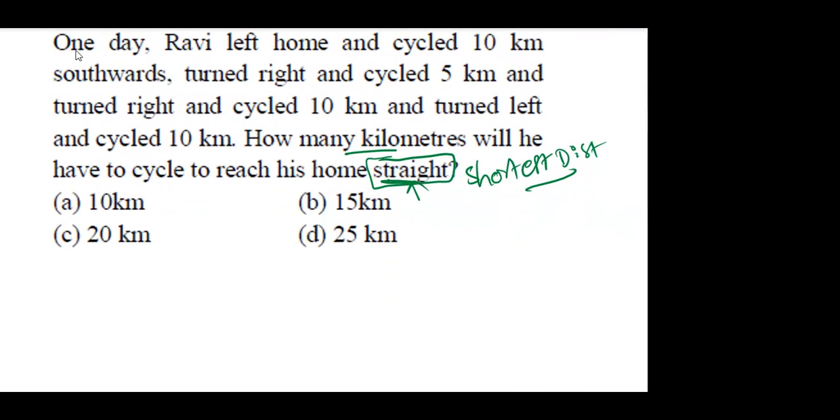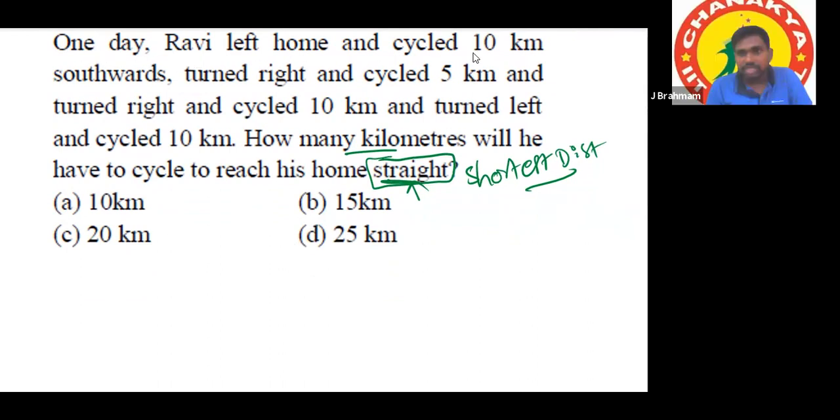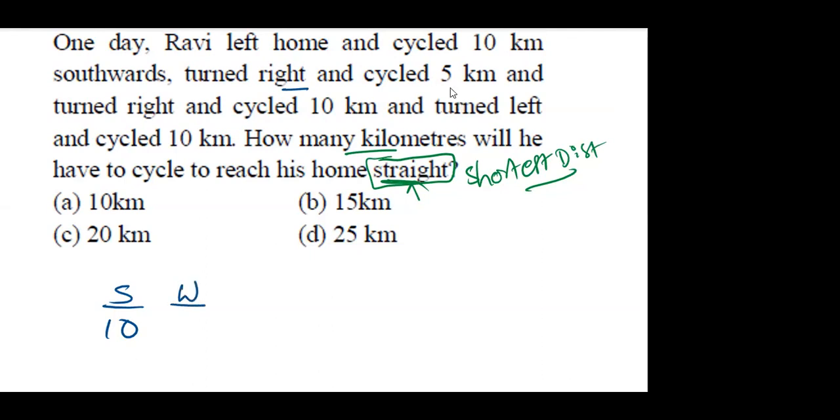Okay, let me verify. One day Ravi left home and cycled 10 kilometers southwards. South 10. Then turn right. South to right means west. West. Distance is 5 kilometers.